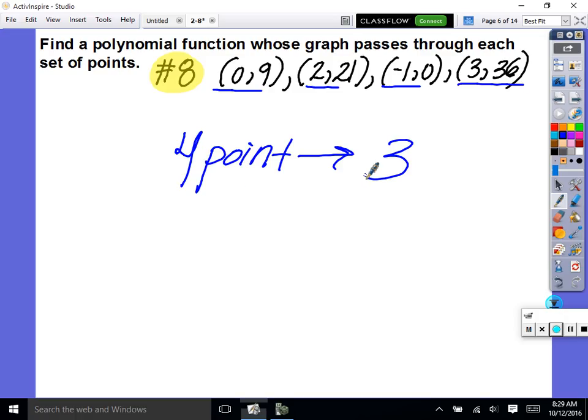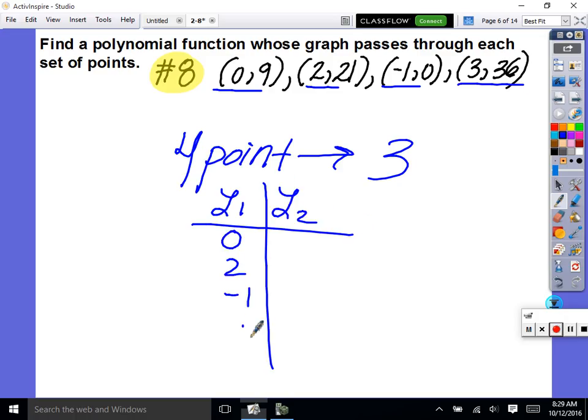So in list 1, type in, I'm not going to do it. I'm going to wait for you to do it. List 1, type in 0, 2, negative 1, and 3. In list 2, 9, 21, 0, and 36. Then stat, calculate, and then cubic regression line.